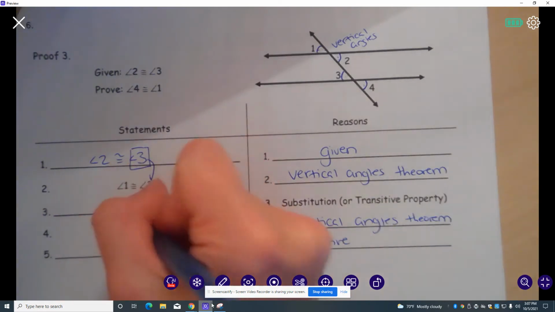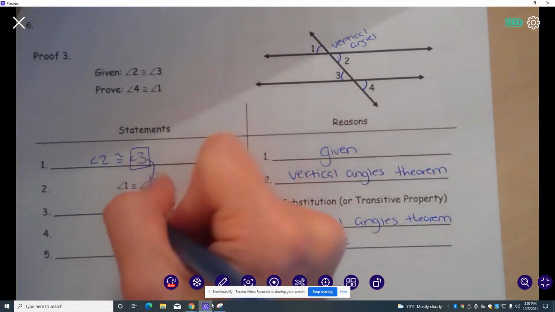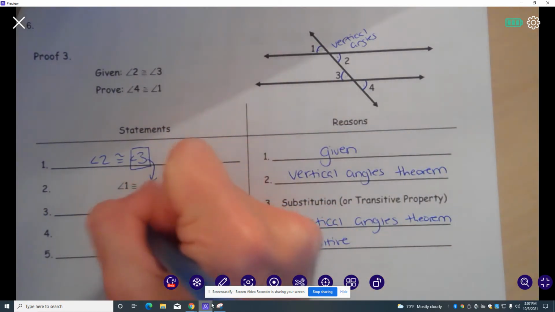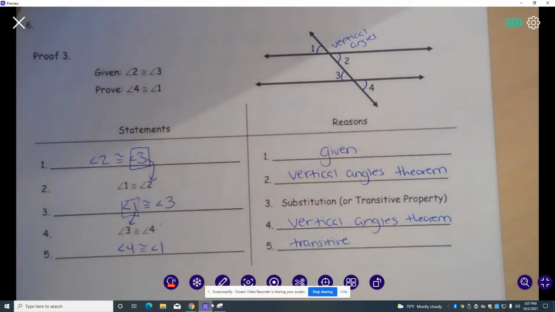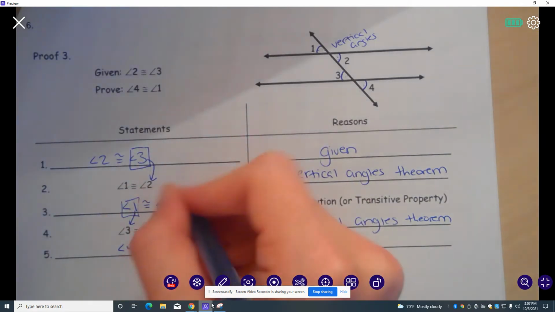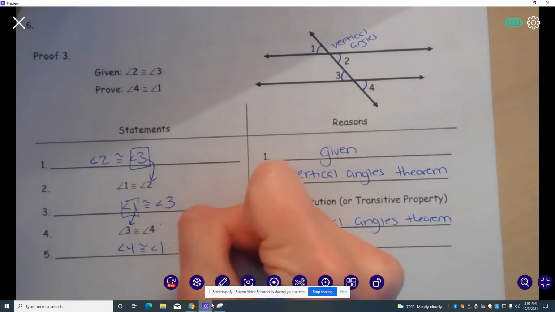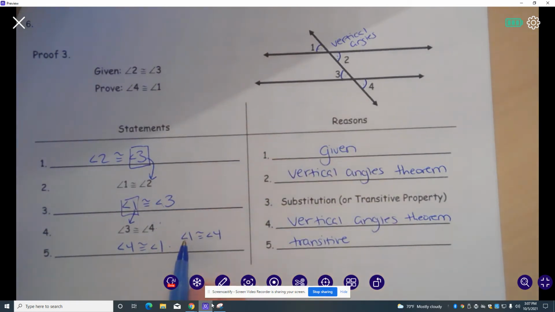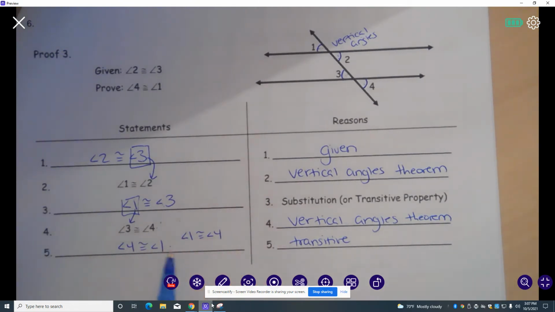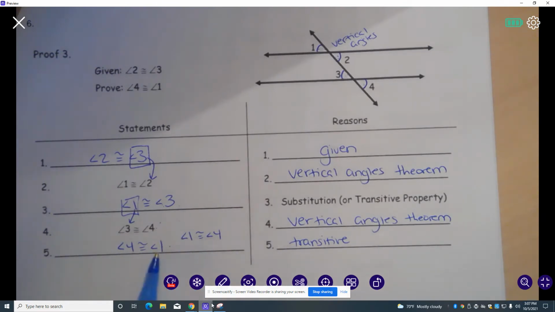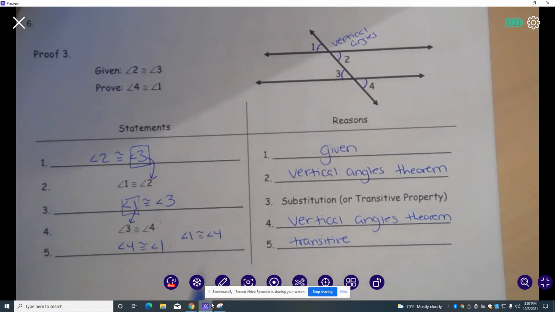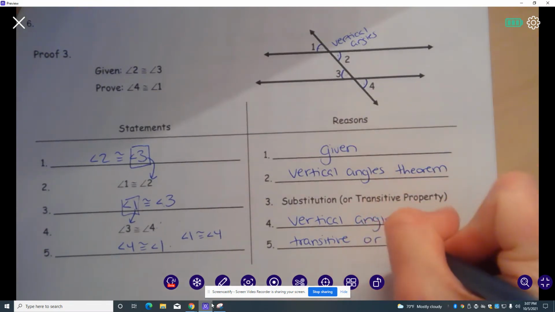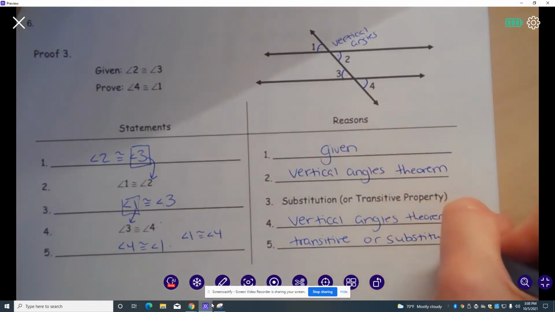Right? You can imagine taking angle 1 here and substituting it in for angle 3 to get that angle 1 is congruent to angle 4. Now, these look different, but they're the same thing, right? Because by the symmetric property, we can flip these. We probably really should have an extra step in here using the symmetric property to go from here to here, but for now, we'll just call it okay. So we're going to put substitution.